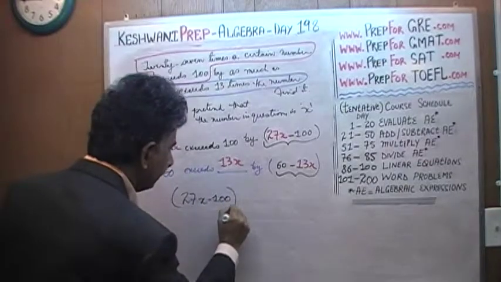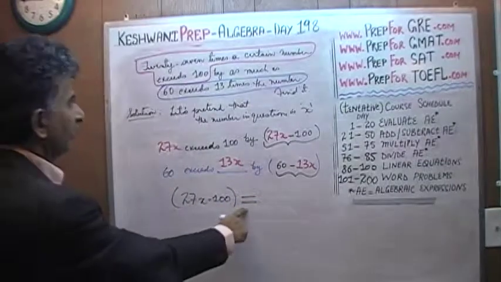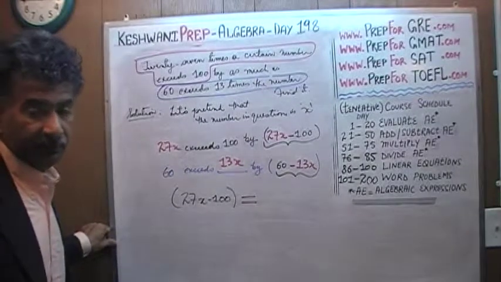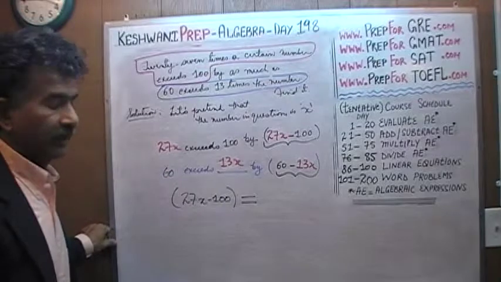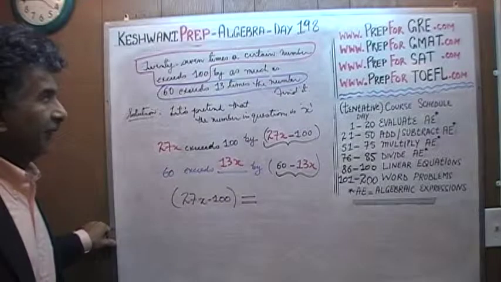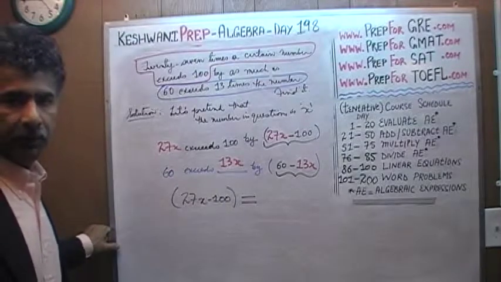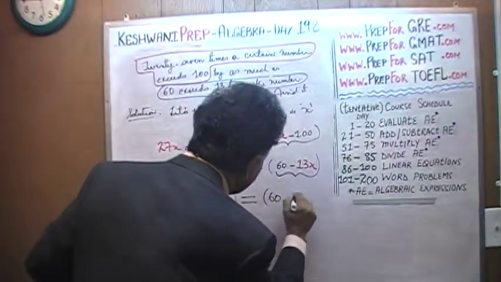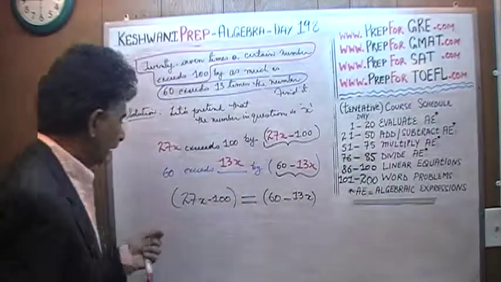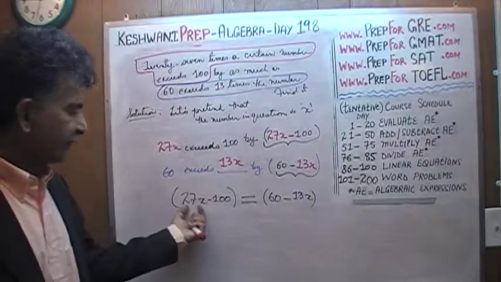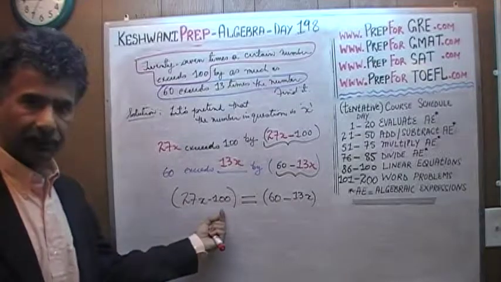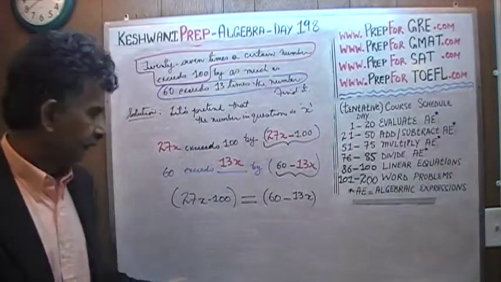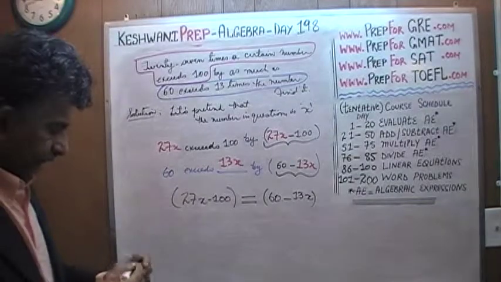This expression right here has to equal by as much as. By as much as in the English language means equals. In mathematical language, how do you translate it? By putting an equal sign. By as much as. So however much 27 times this quantity exceeds 100, that's how much 60 exceeds 13 times the quantity. That's what it is. Let's solve for it.